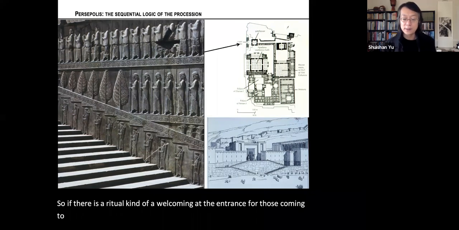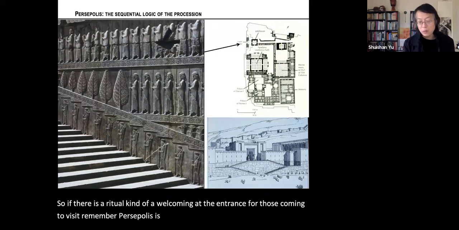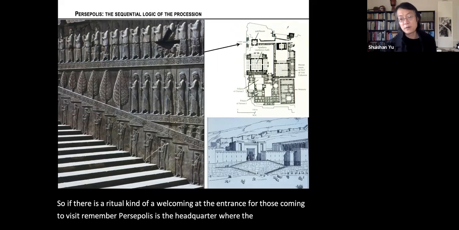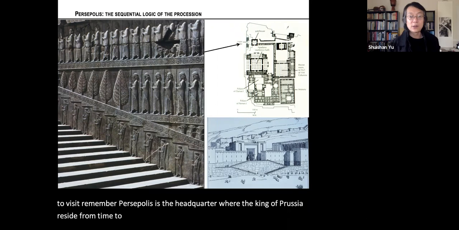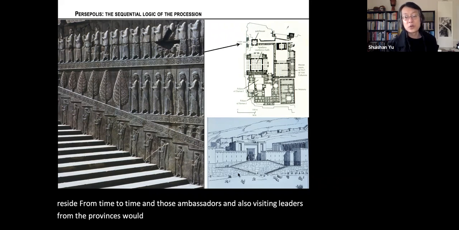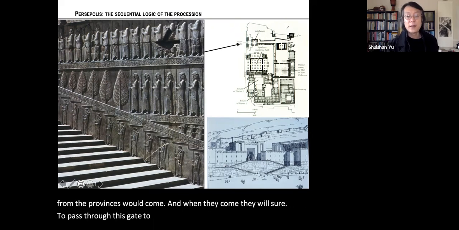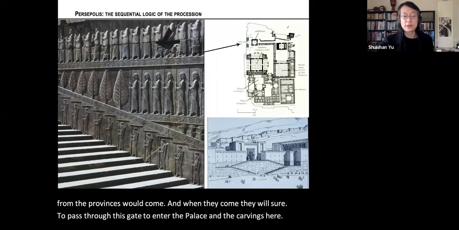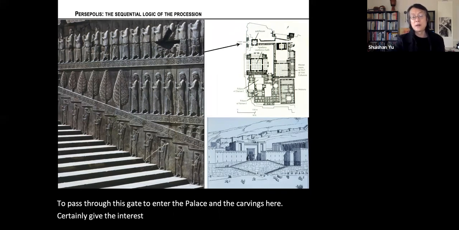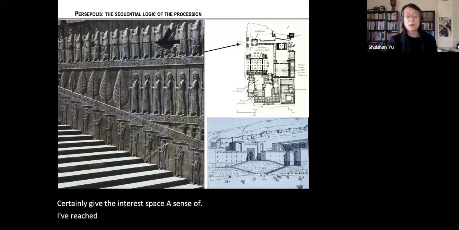Remember, Persepolis is the headquarters where the king of Persia resided from time to time, and ambassadors and also visiting leaders from the provinces would come, and when they came, they were sure to pass through this gate to enter the palace. And the carvings here certainly give the entrance space a sense of ritual performance.